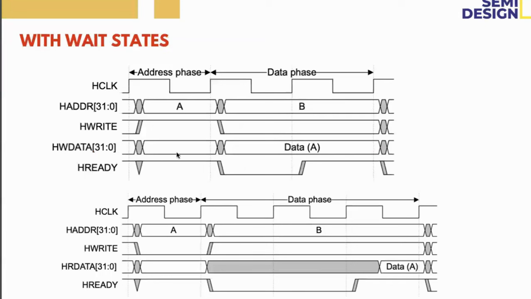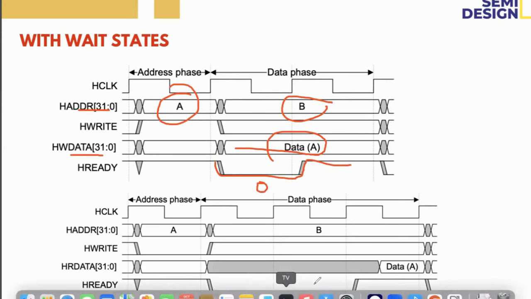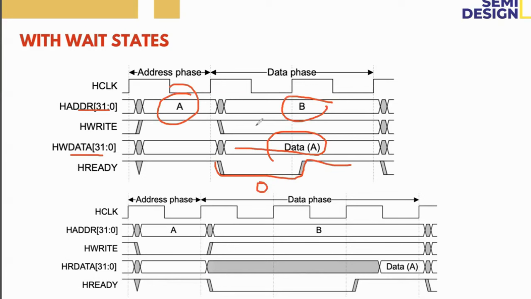Next one, with wait states. A wait state means whenever the ready signal is low. If you observe here, HADDR A is transferring here, and the HWDATA is transferring in the next clock cycle, and at the same time B is transferring in the next cycle. So HREADY is low here. Whenever HREADY is low, the slave cannot accept the data.